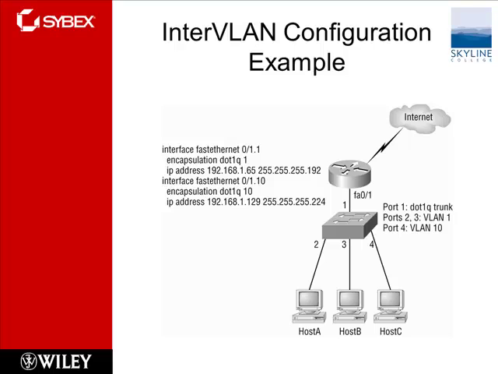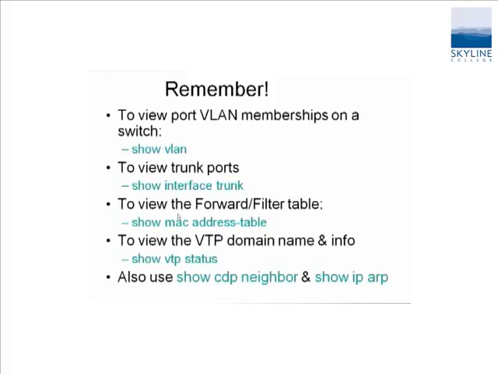Inter-VLAN communication. I kind of want to do this in the demo. This is just showing the different VLANs, hosts A, B, and C. Port 1 is dot1Q, ports 2 and 3 are VLAN 1, port 4 is VLAN 10. Each of these ports is on a different VLAN. On port 1 dot1Q and FastEthernet 0.1, we have to make the encapsulation protocol on this dot1Q. I want to do that in a demo after the break. I wanted to put this one before that one.